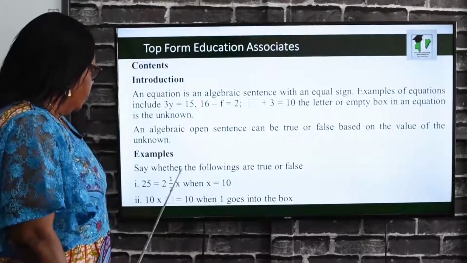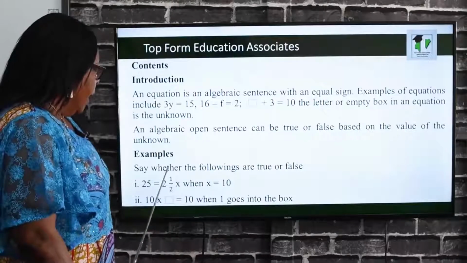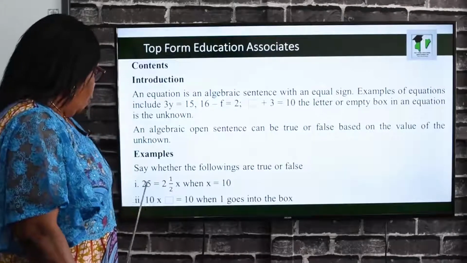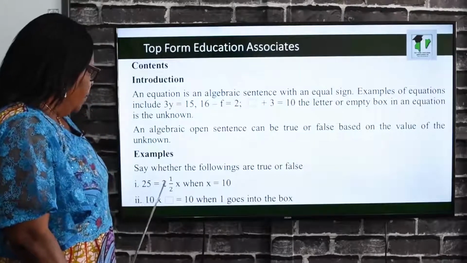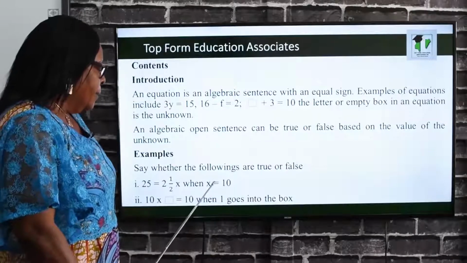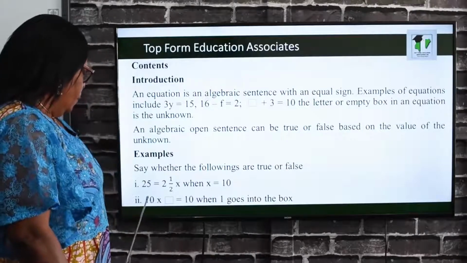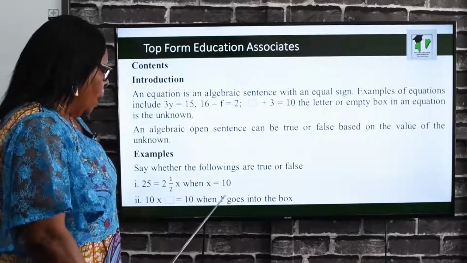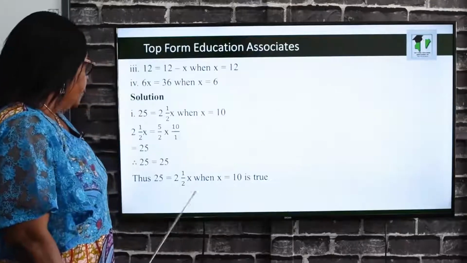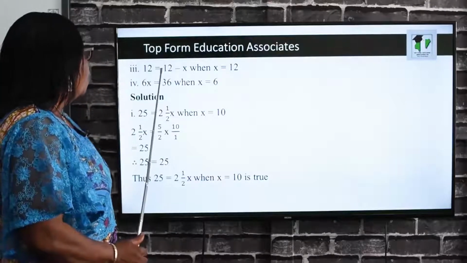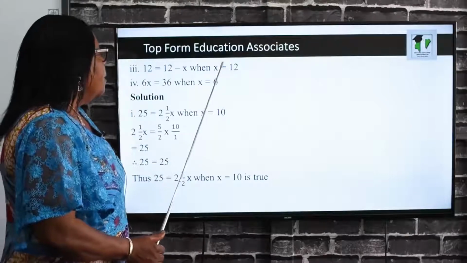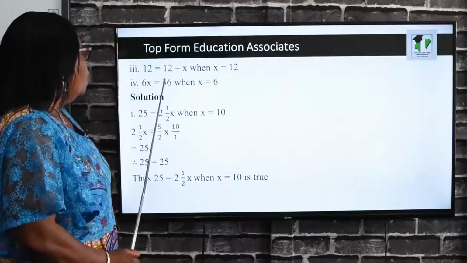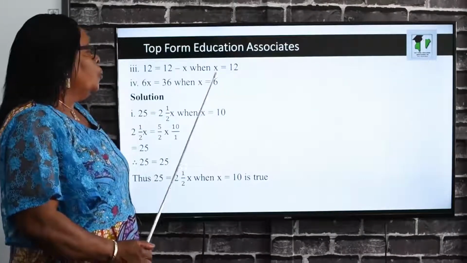Let's take some examples. Say whether the following are true or false. 1. 25 = 2.5x when x = 10. 2. 10 times the empty box is equal to 10 when 1 goes into the box. 3. 12 = 12 - x when x = 12. 4. 6x = 36 when x = 6.